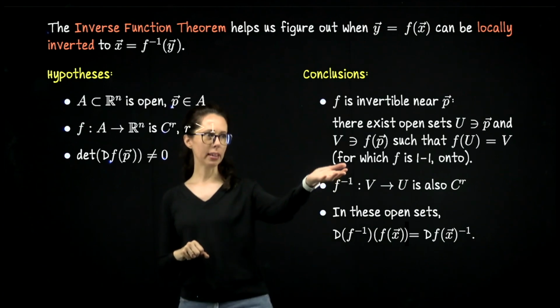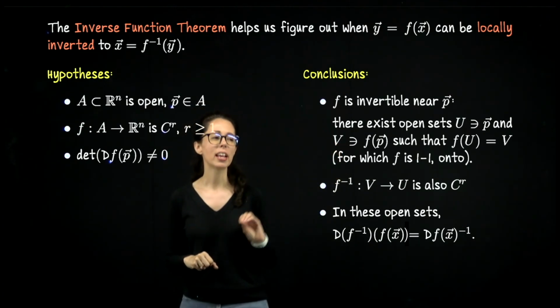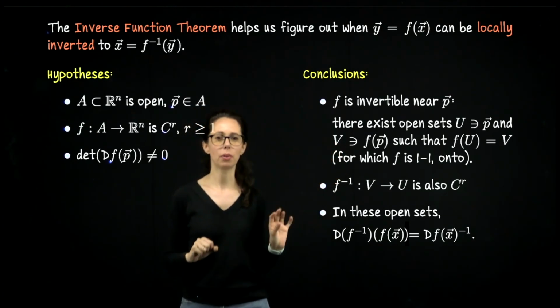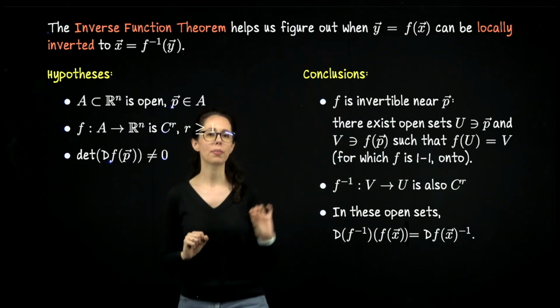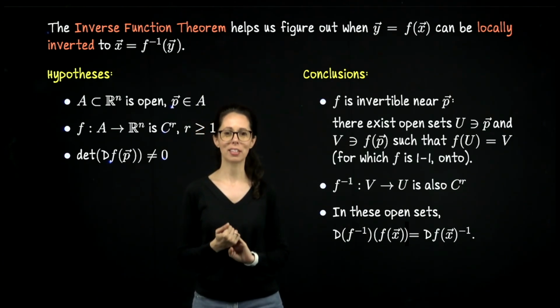I'll say that this first piece here, which is really the heart of the local inversion, will make more sense when we actually look at an example and I sketch the neighborhoods U and V. So if this doesn't resonate with you quite yet, just stick with me until our first few examples.